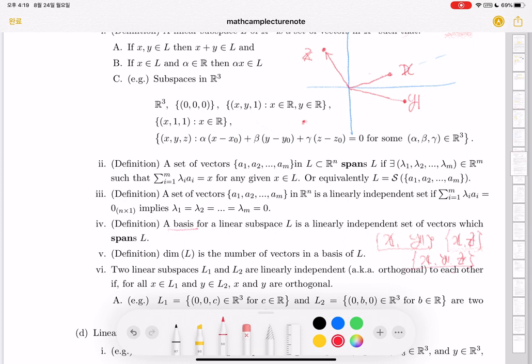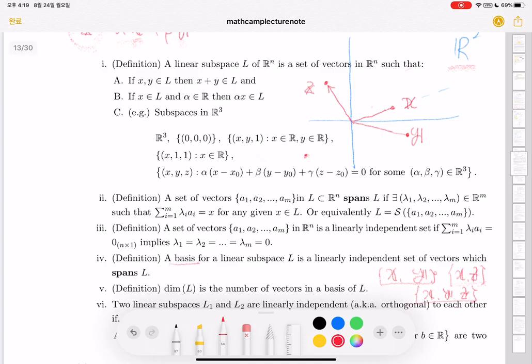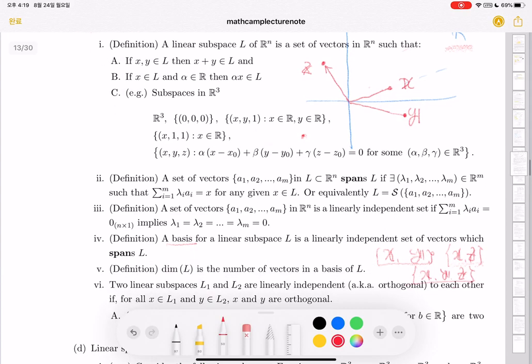So R2 space is two-dimensional. You may think it's obvious, but actually the dimension of a space is defined by the number of vectors in a basis. So however you form the basis for R2, you always have two vectors in the basis. So the dimensionality of R2 is 2.